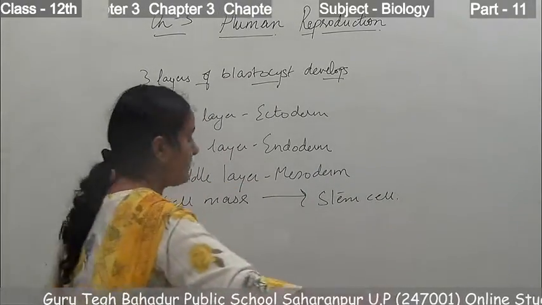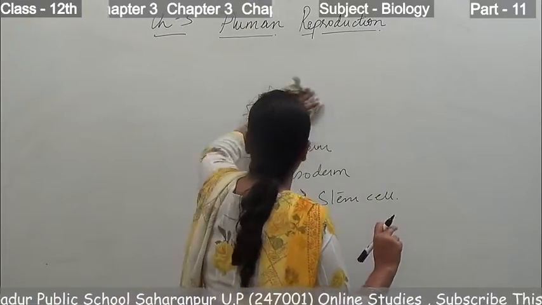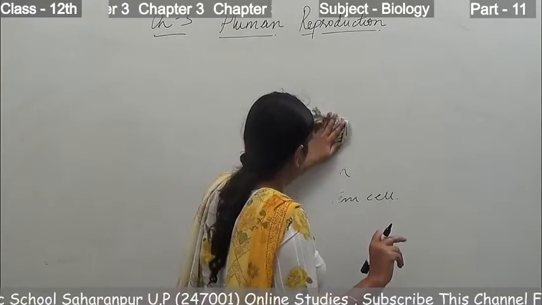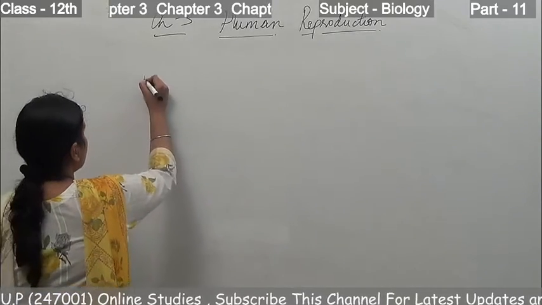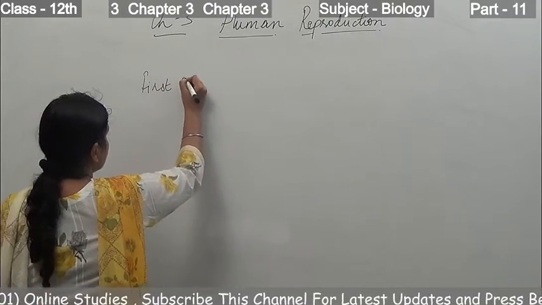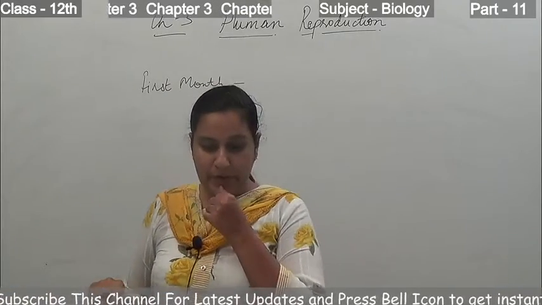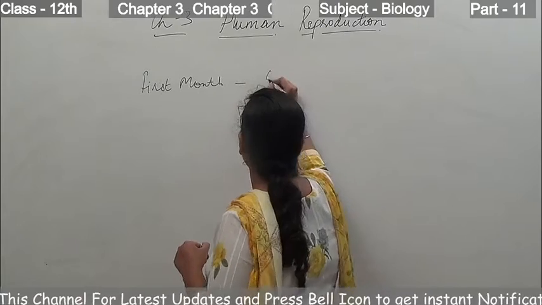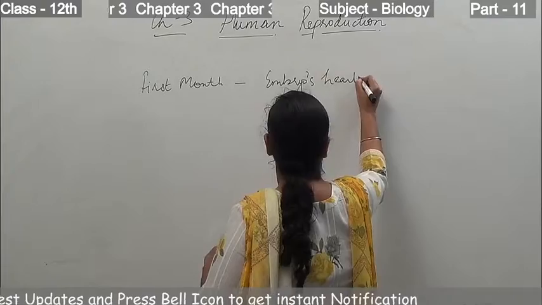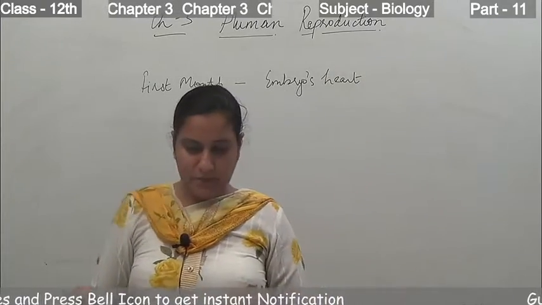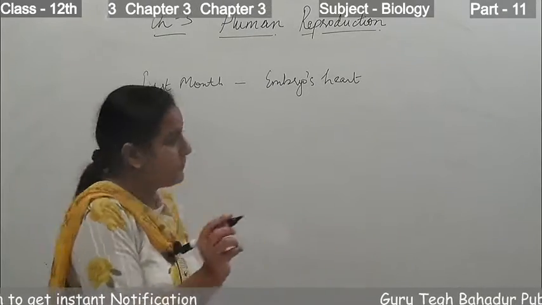So, now we will see how the organs and the systems develop in the particular month of the pregnancy. In the very first month of pregnancy, the embryo's heart is formed. First of all, the embryo's heart is formed. In the second month of pregnancy, the fetus starts developing its limbs and digits.